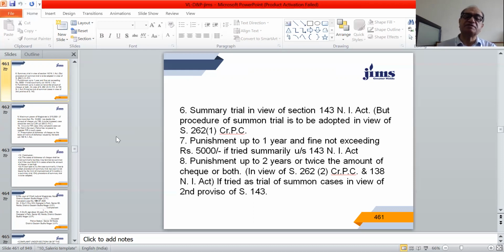If the amount of check is small, accused may be tried summarily. But if the amount of the check is very high, then accused may be tried as summons trial. And in summons trial, the punishment up to 2 years or twice the amount of the check or both can be imposed by the court.